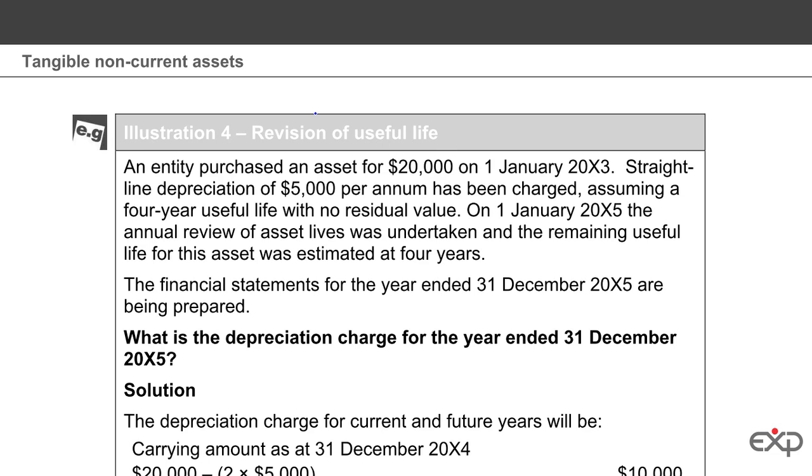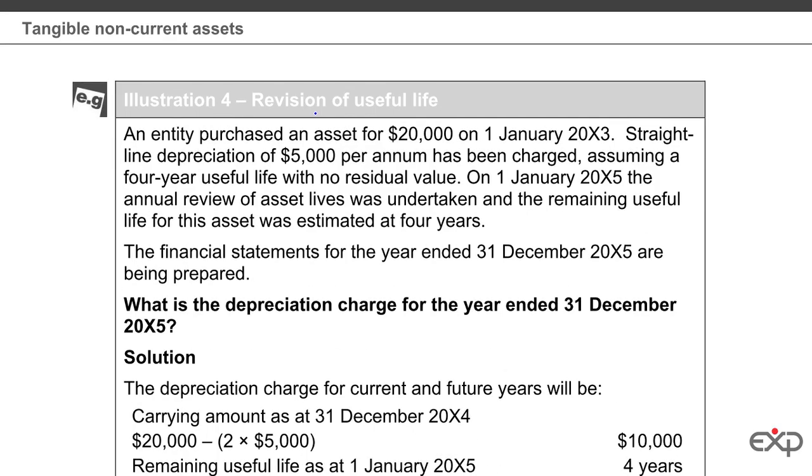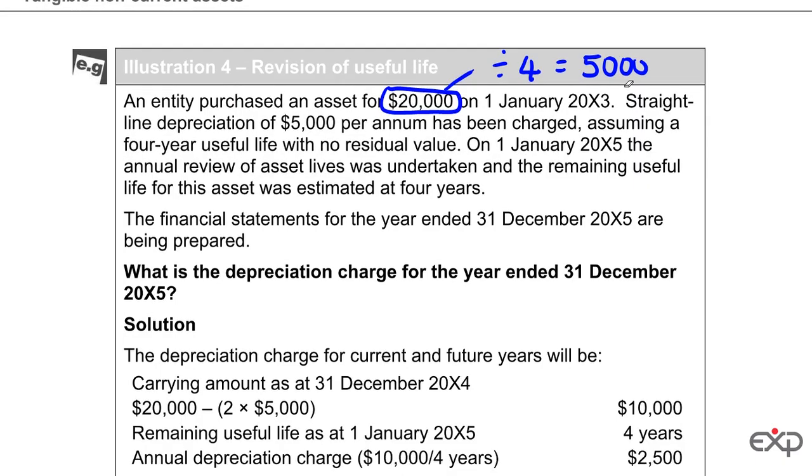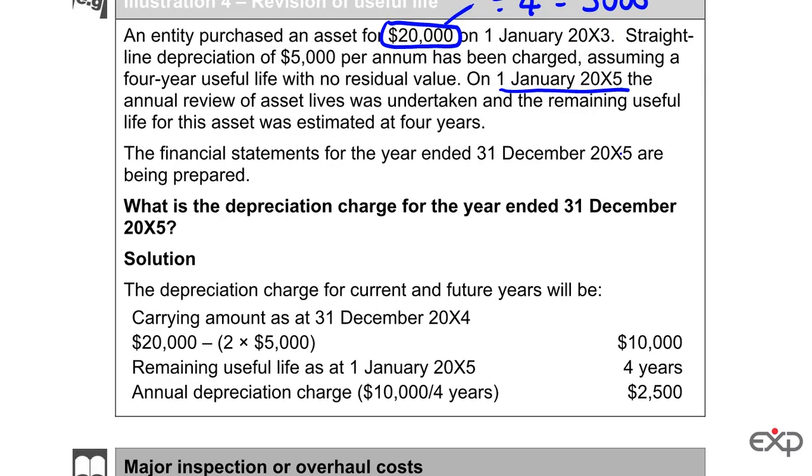An entity bought an asset for 20,000 on the 1st of January X3. Straight line depreciation of 5,000 per annum has been charged, assuming a 4-year useful life with no residual value. So in other words, we divided it by 4, and we got depreciation of 5,000 a year. On the 1st of January, the annual review of the asset lives was undertaken, and the remaining useful life for this asset is now estimated to be 4 years. Now you'll notice that this is 2 years on. So effectively what we've done is we've changed how long we're going to be using it. Now we're not changing the method of depreciation.